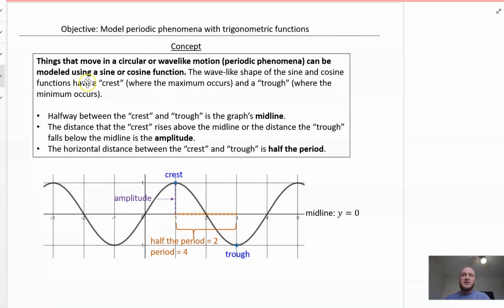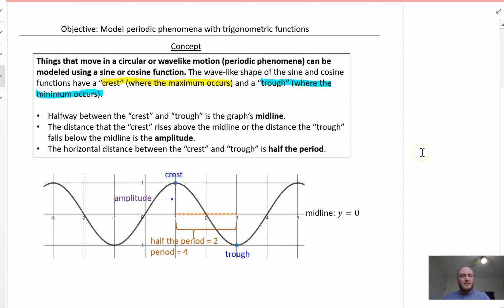So things that move in a circular or wave-like motion, periodic phenomena, can be modeled using either a sine or a cosine function. The wave-like shape of the sine and the cosine functions have a crest where the maximum occurs and a trough where the minimum occurs. And what we have here is some academic vocabulary. Maybe you want to highlight or underline these words. Crest, that's a maximum, and a trough, which is the minimum, right? Peaks and valleys, that's a periodic phenomena.